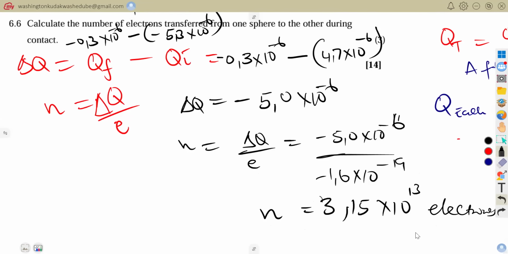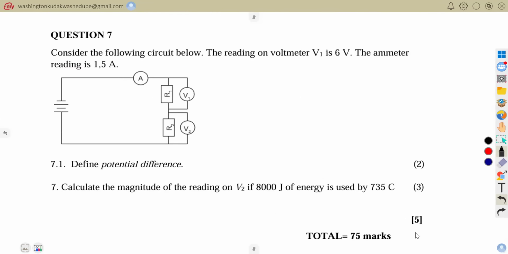Now let's go to our next question, which is question number 7, which marks the last question of our question paper. So question number 7 is now saying, consider the following circuit below. The reading on voltmeter V1 is 6 volts. The ammeter reading is 1.5. So the reading on this voltmeter is 6 volts. And now we do not know the reading there.